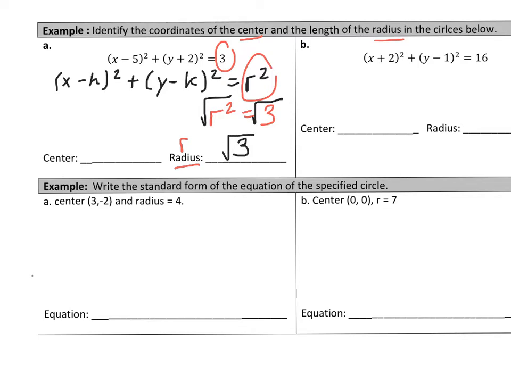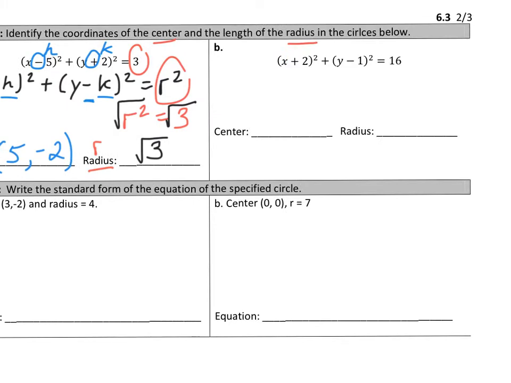The other thing I need to pick out is the center. So h and k represent my center. So x minus h and y minus k. That tells me that my h and k are here, and my center is going to be at positive 5 because this is minus. And then since this is plus here, it tells me that my y-coordinate for my center is negative 2.